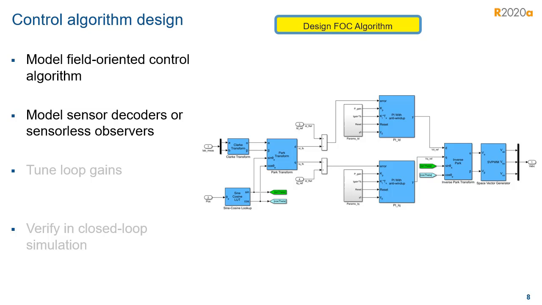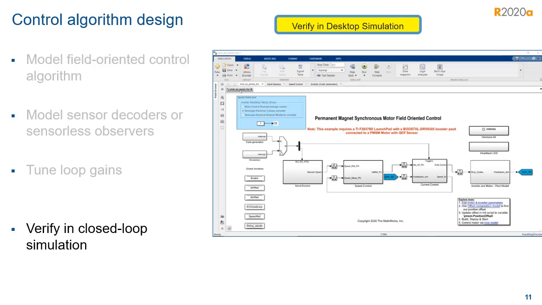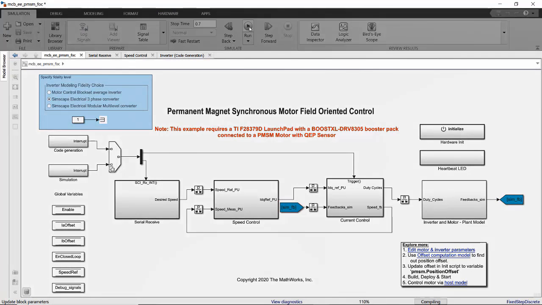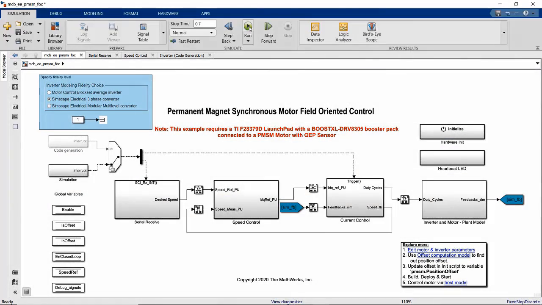You can use provided blocks such as PI controllers, Park, Clarke, Space Vector Generator, and the sine cosine lookup table implementation to develop your field-oriented control algorithm. There are also blocks provided to decode the sensors and to implement sensorless observers. Once the model is created, like here, you can run closed-loop simulation, and you can model the plant using two different ways, as we will see here.